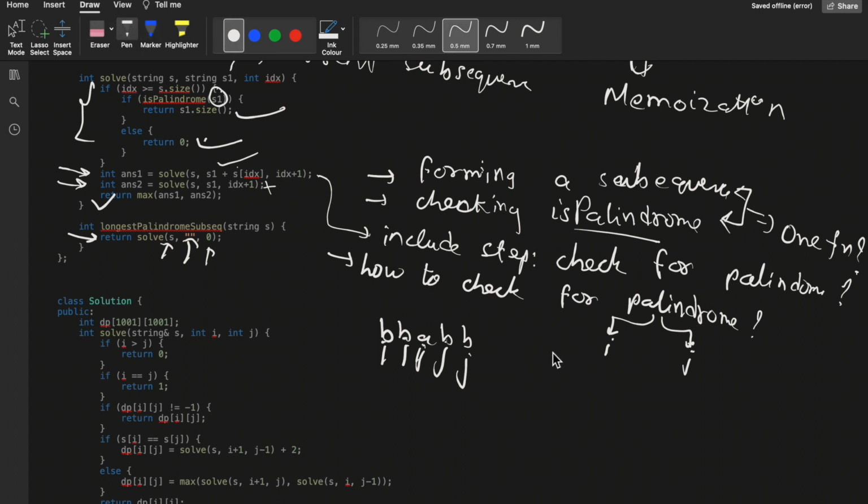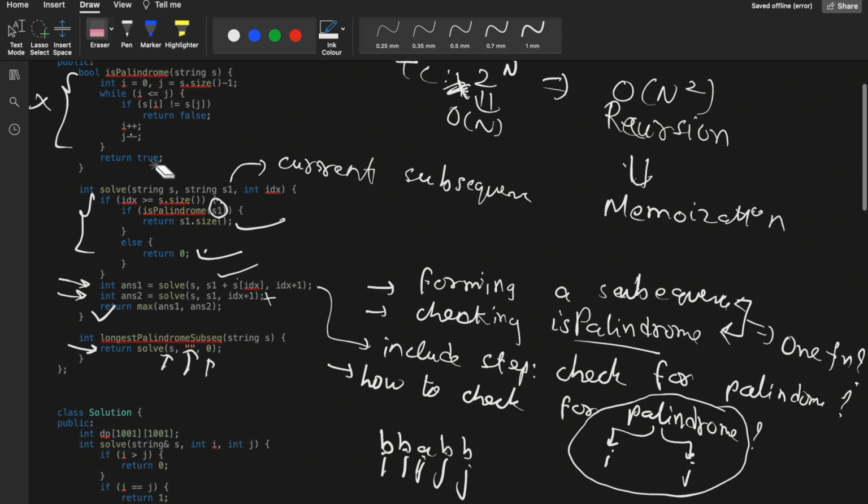Okay, so can we include this condition of i and j pointer in our main solve function? So yeah, that only we will do in the memoization approach. We will memoize it, as well as we will keep an eye on whether including this character will form a palindromic subsequence or not, and based on that we will do some calculation.